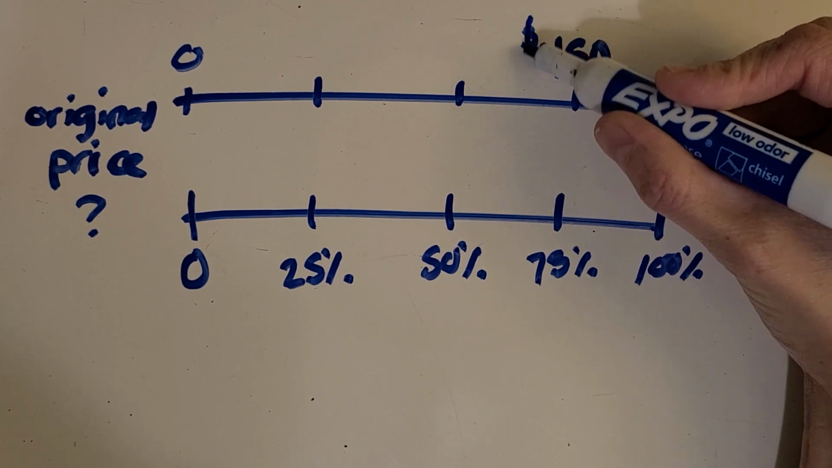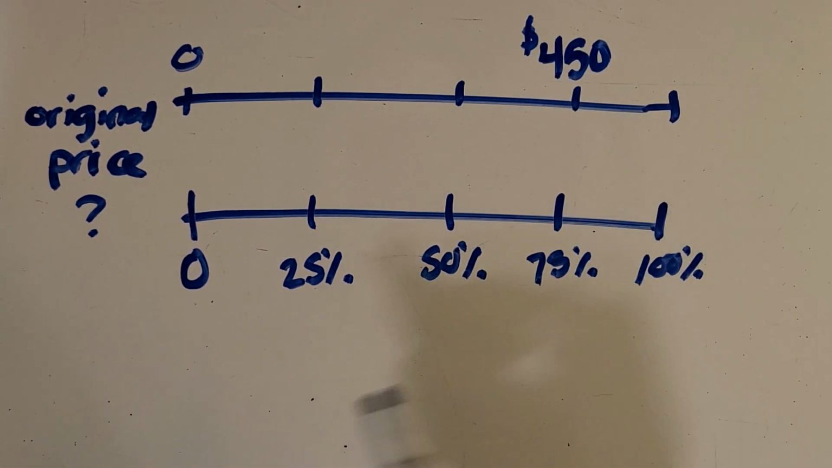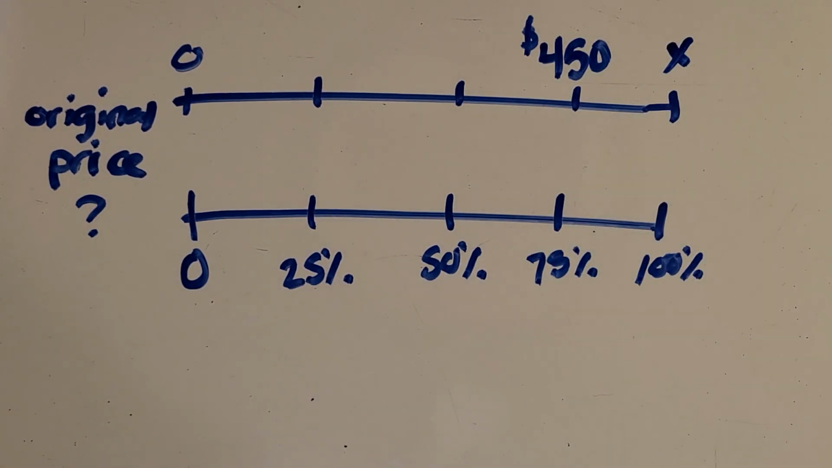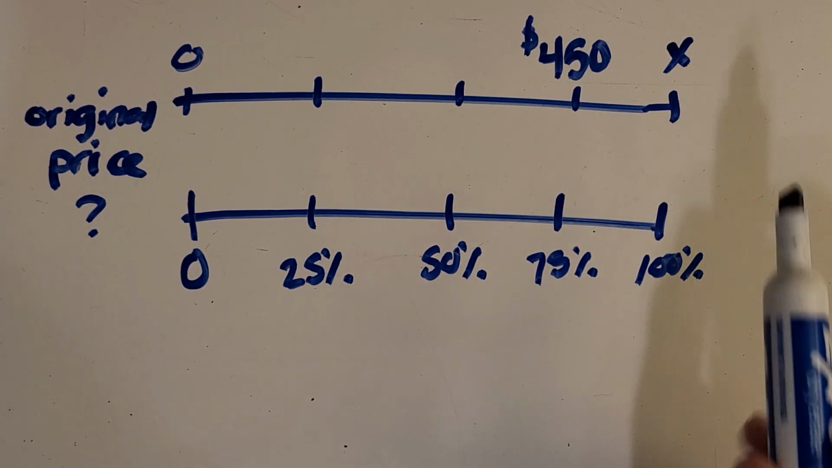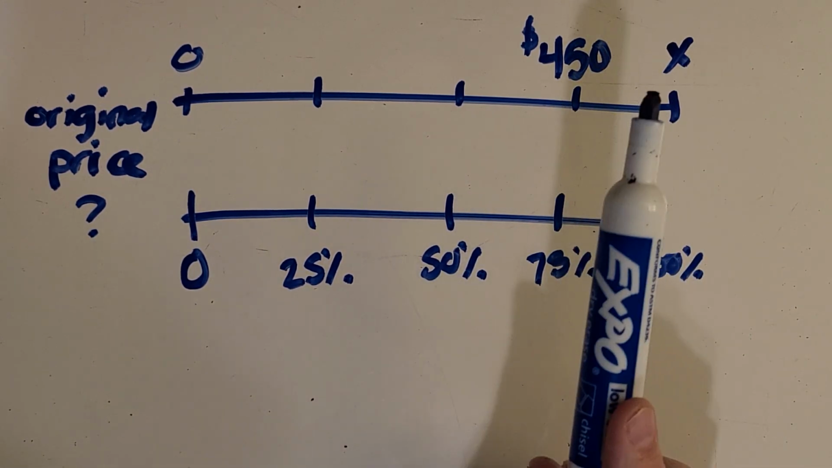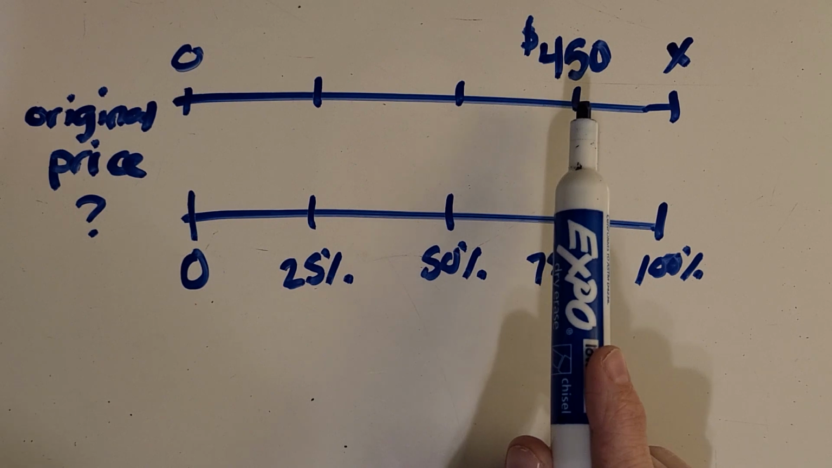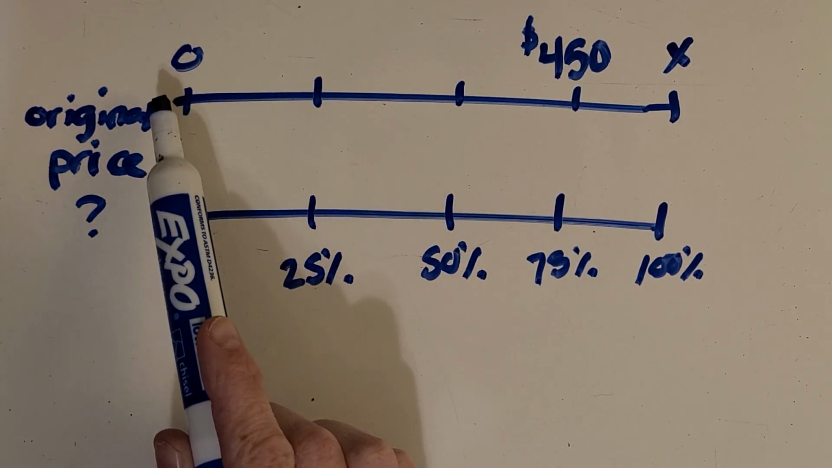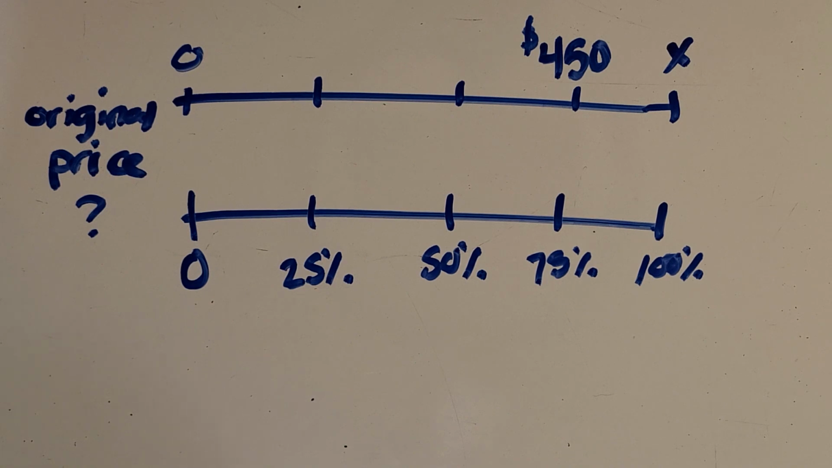$450. And if we want to know the original price, we're really looking for this amount right here. That would be the full 100% of the price. So now to be able to find that amount, we need to think about this $450 broken up into these three sections. So what math can we do to figure that out?